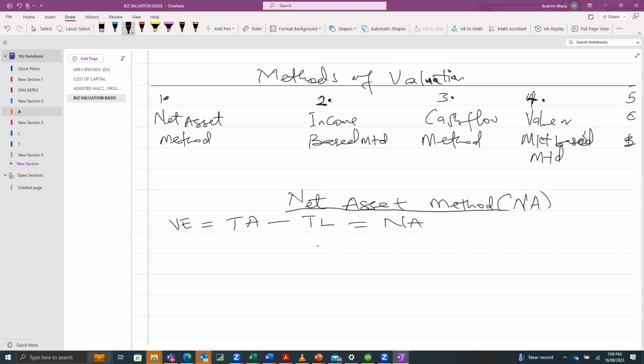So if you have that value and you are told to get value per share, all you need to do, as with market price per share, will now be net assets result over number of shares. This net asset method, we also call the result capital employed.